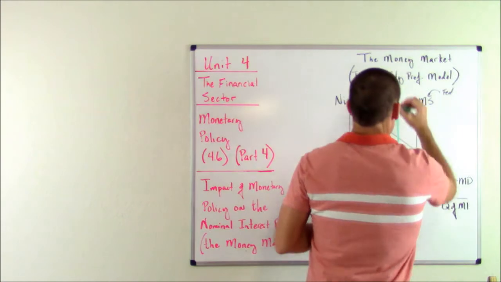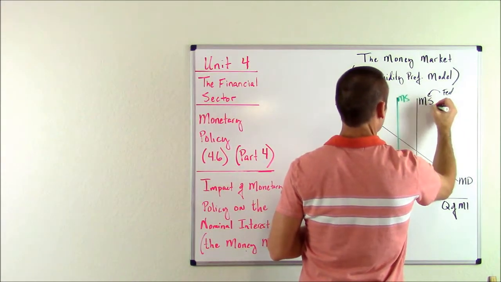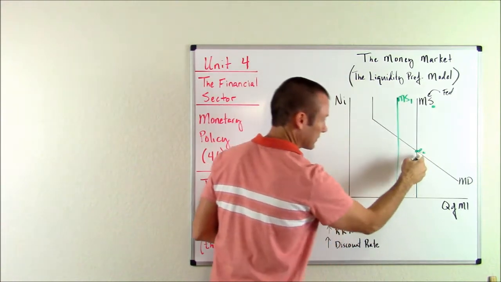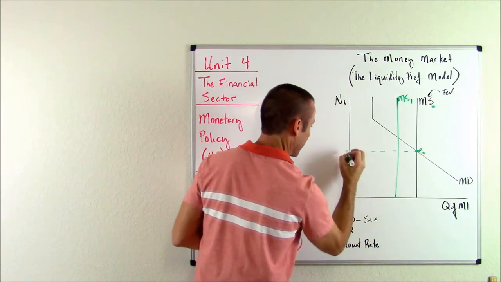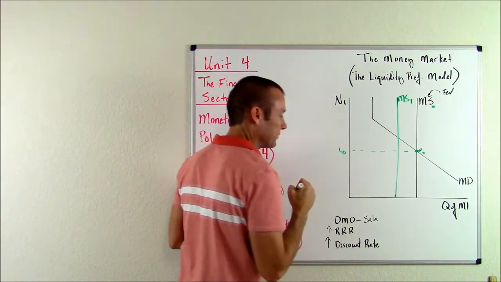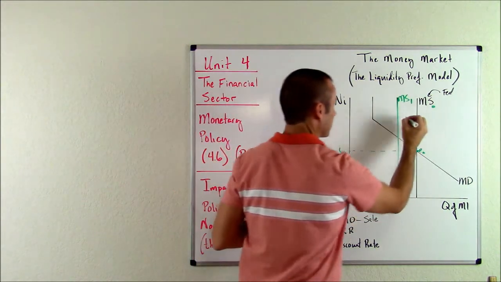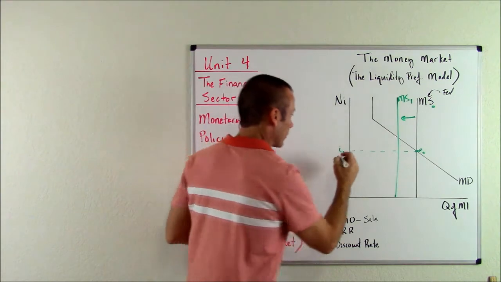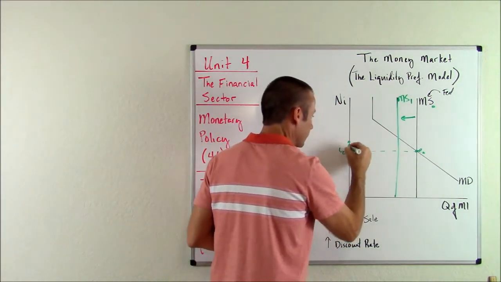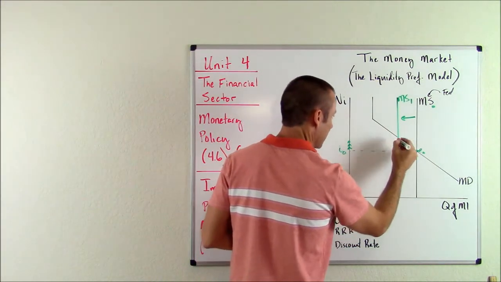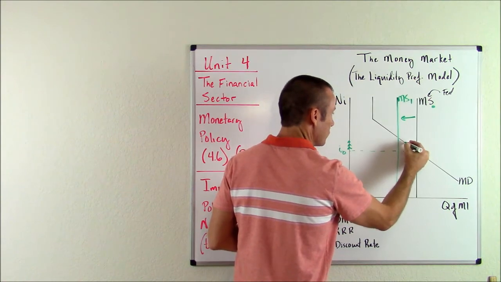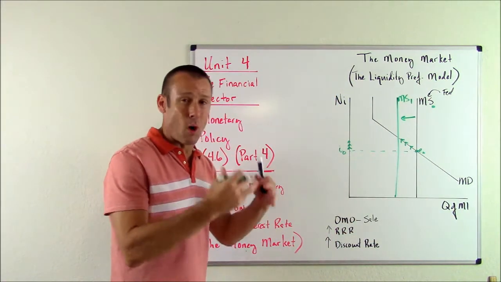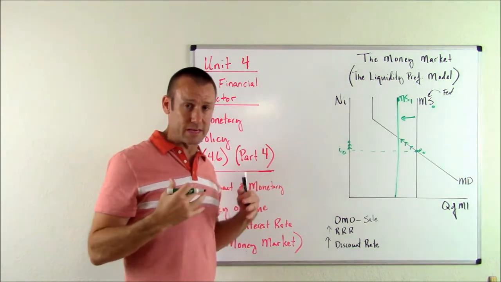Now, money supply 0, 1. Here's my original equilibrium point. I'll bring that over. Interest rate sub-0. When they shift the money supply curve to the left, what's going to happen? The interest rate's going to start going up, okay? And that means we are going to move to the left on the money demand curve. The quantity of money demanded is going to decrease.